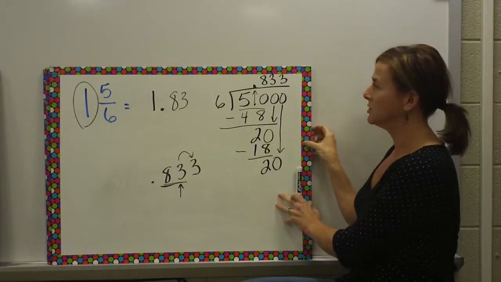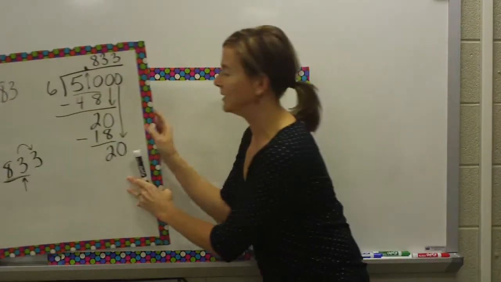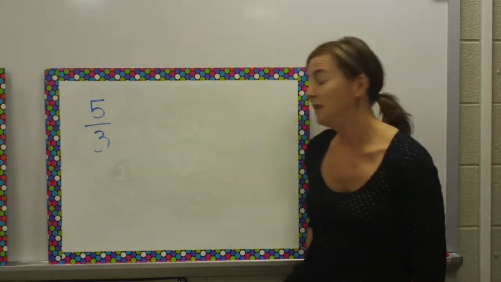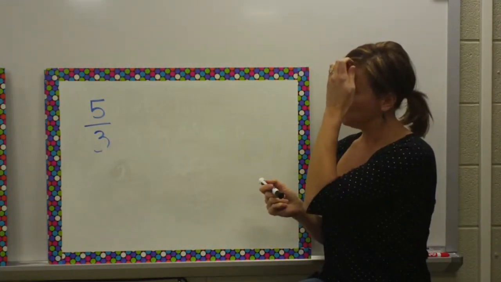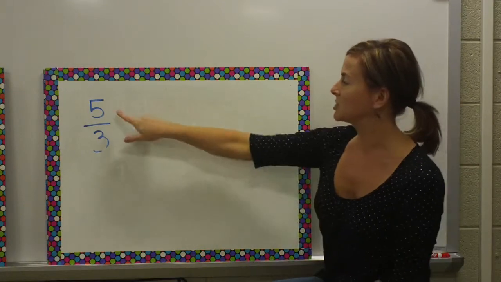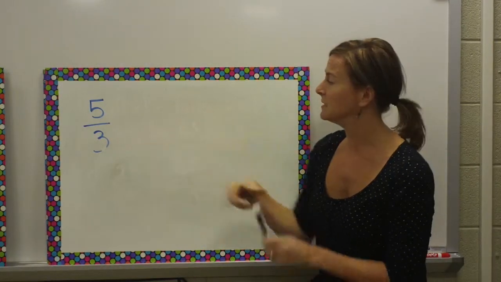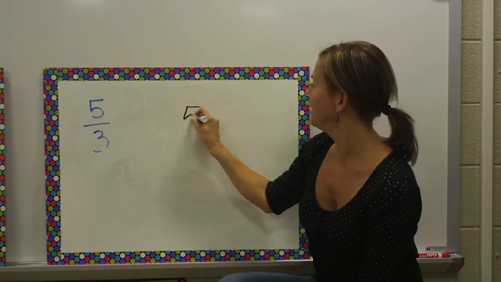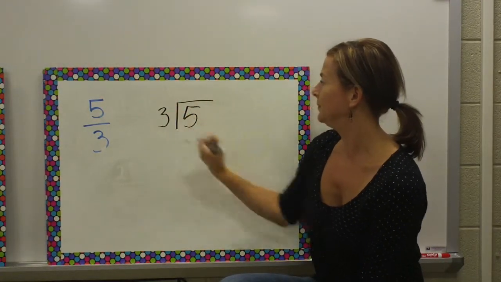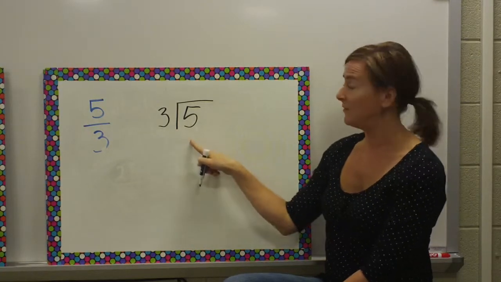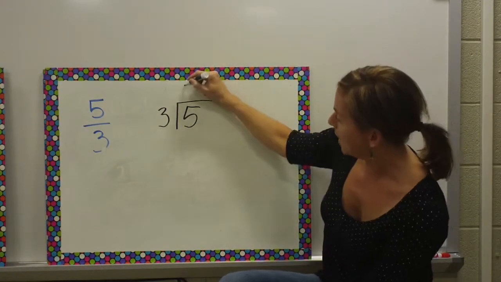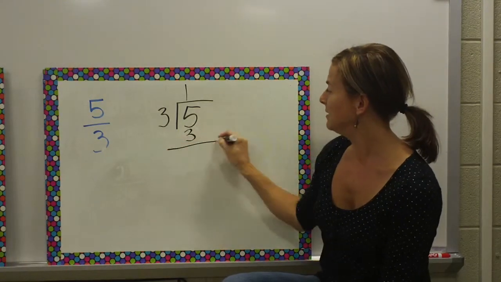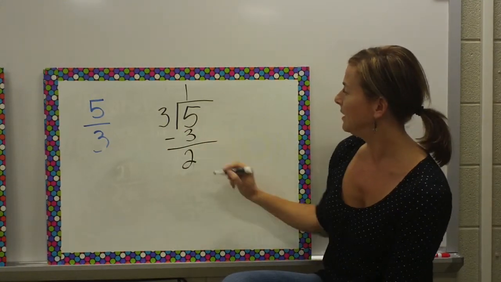The last one that I want to show you that you should be writing down, actually it's the second to the last one, I have an improper fraction. So remember that an improper fraction has a numerator that's larger than the denominator. I'm still going to use the same rules. 5 divided by 3. How many 3s can I get out of a 5? I can get 1 whole 3 out of a 5. 1 times 3 is 3, and I'm left with 2.